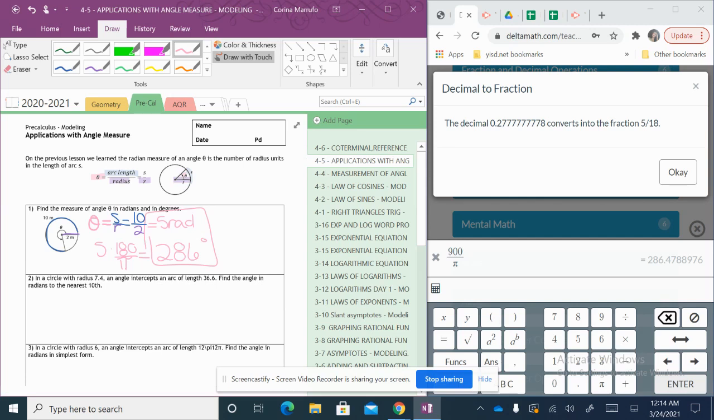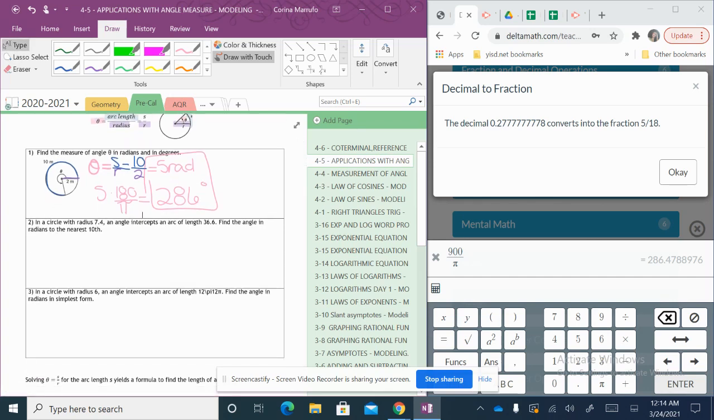The next one says any circle with a radius of 7.4. So here, they already give us the r. Our radius is 7.4, so I'm going to put r equals 7.4. And an angle intercepts an arc length of 36.6, so that means that s is equal to 36.6. Find the angle in radians to the nearest tenth. That's all they're asking us for.